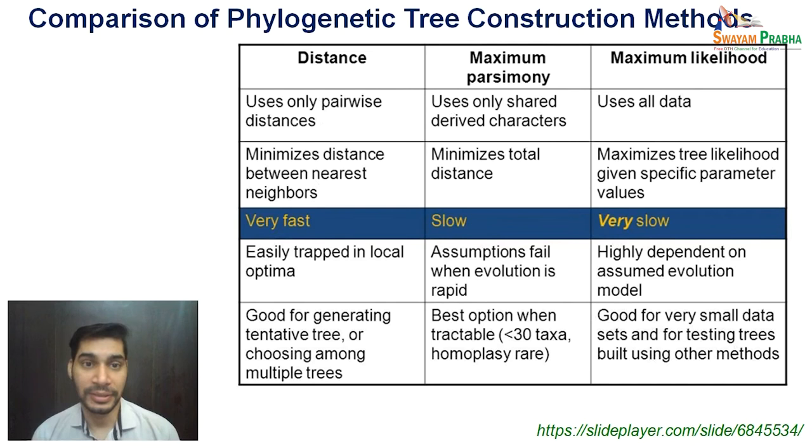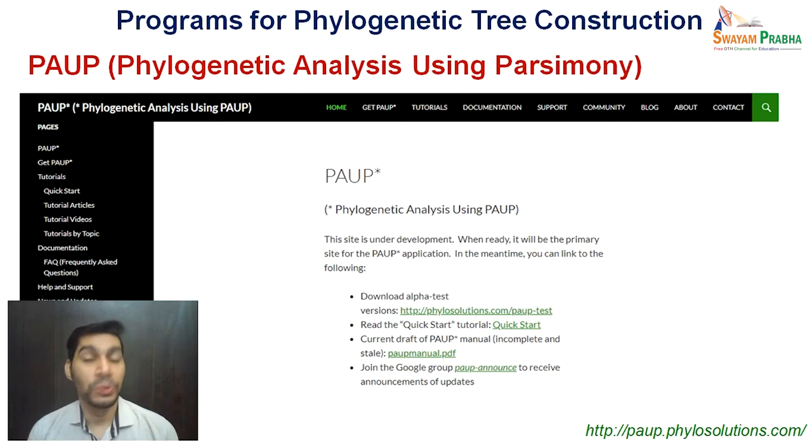The best part is you need not do it manually. It is not feasible to do all these sequences and phylogenetic tree constructions manually. So for that, software and programs have been developed. For example, there is a program called PAUP, which stands for phylogenetic analysis using parsimony. So PAUP methods can be used for construction of phylogenetic trees.